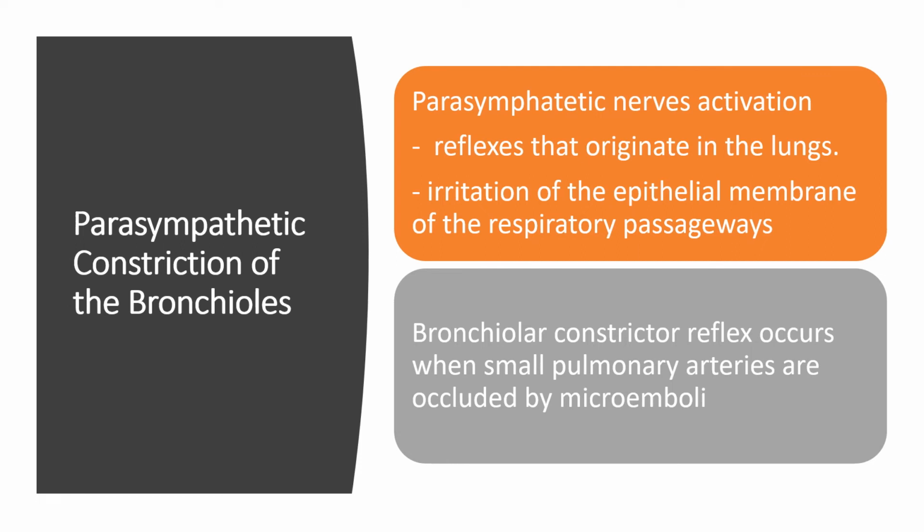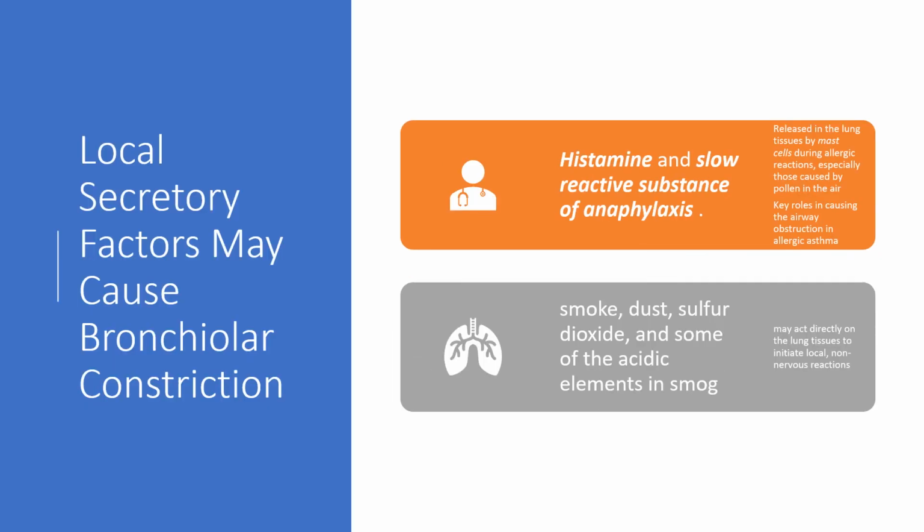Parasympathetic nerves are also activated by reflexes that originate in the lungs. Most of these reflexes begin with irritation of the epithelial membrane of the respiratory passageways. Also, a bronchial constrictor reflex often occurs when microemboli occlude small pulmonary arteries. Several substances formed in the lungs are often quite active in causing bronchiolar constrictions. Two of the most important of these are histamine and slow reactive substance of anaphylaxis.